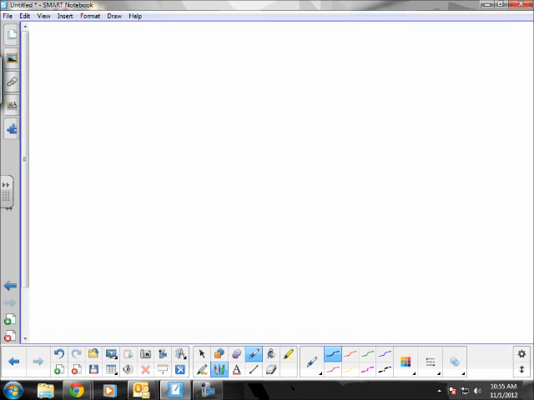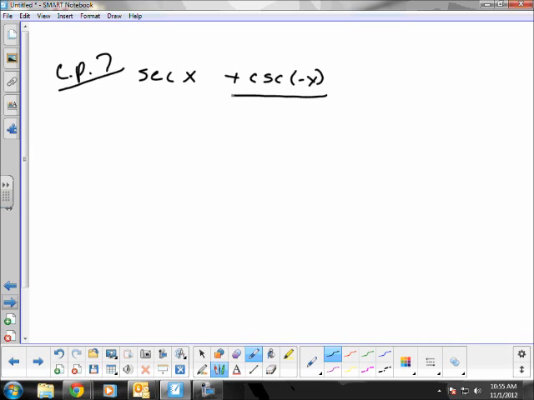All right, the next one is checkpoint 7. So we have the secant of x plus the cosecant of negative x over the secant of x times the cosecant of x is equal to the sine of x minus the cosine of x. Okay? Ooh. Did you see that negative x in there?